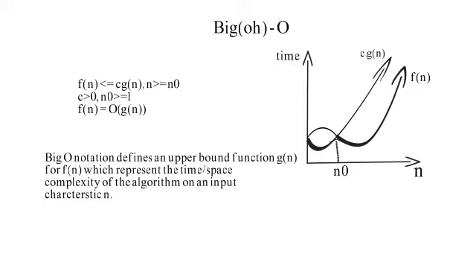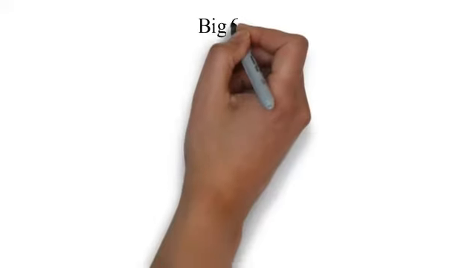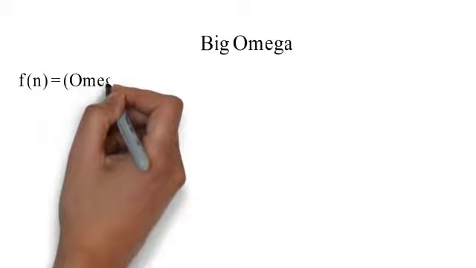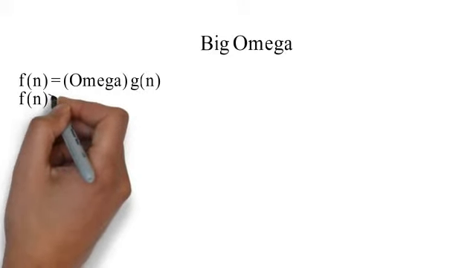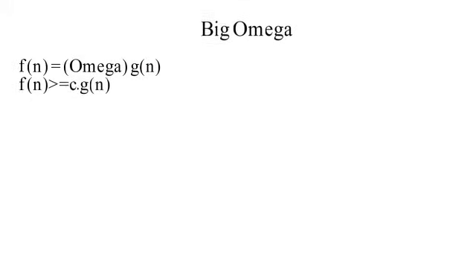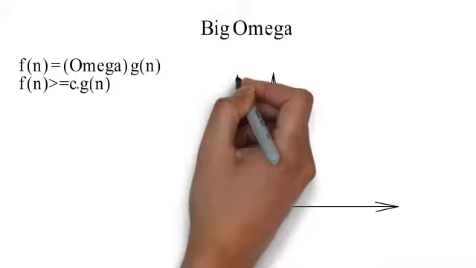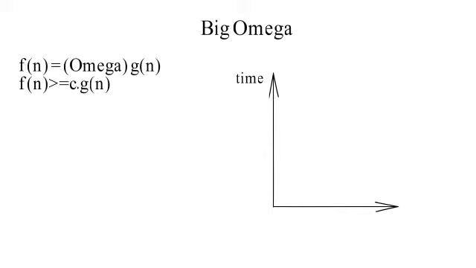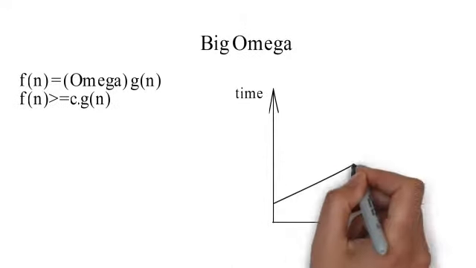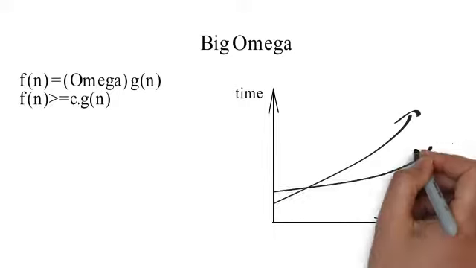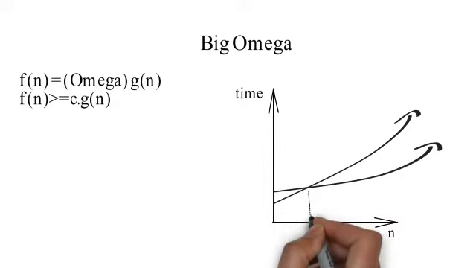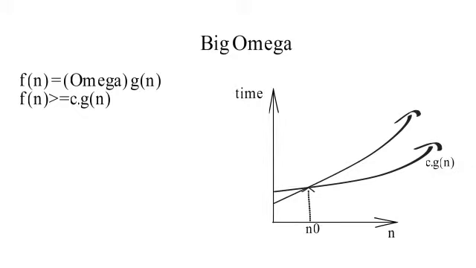Big omega. f(n) equals omega of g(n), f(n) greater than or equal to c·g(n). There is a graph with time and n, which represents the space of code, how many bytes of code, and there is an n naught and c·g(n). You start from the upper side and after some time it reduces.